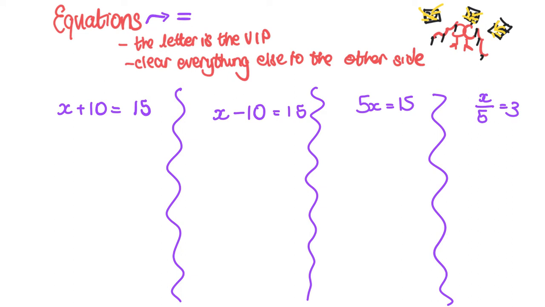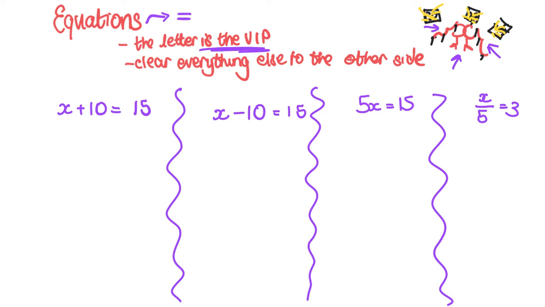Two important rules I want you to know. The letter is the VIP. It is the most important thing when it comes to equations. So your aim is to clear everything away for the letter, just like this little letter celebrity coming down the red carpet. Everything else has to be cleared away so the celebrity can make its way through and shine.